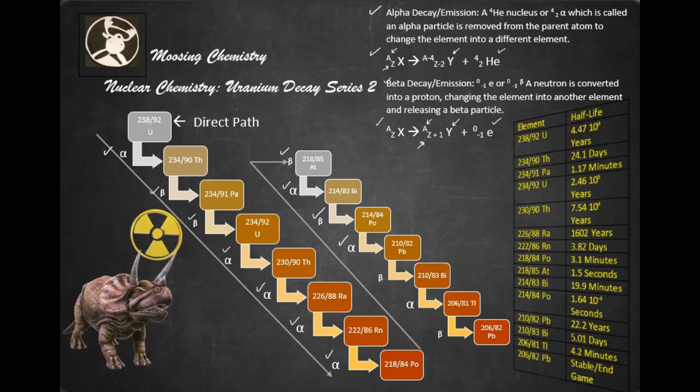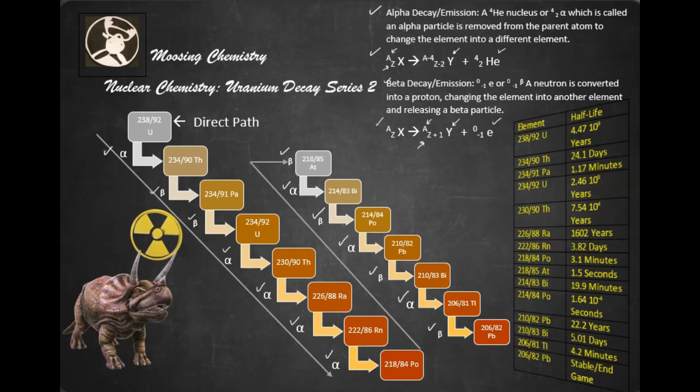But lead-210 is still slightly radioactive. So lead-210 will undergo beta decay and become bismuth-210. Bismuth-210 will undergo alpha decay and become thallium-206. Now, thallium-206 will undergo beta decay and become lead-206, which is a stable form of lead and will not decay any further.